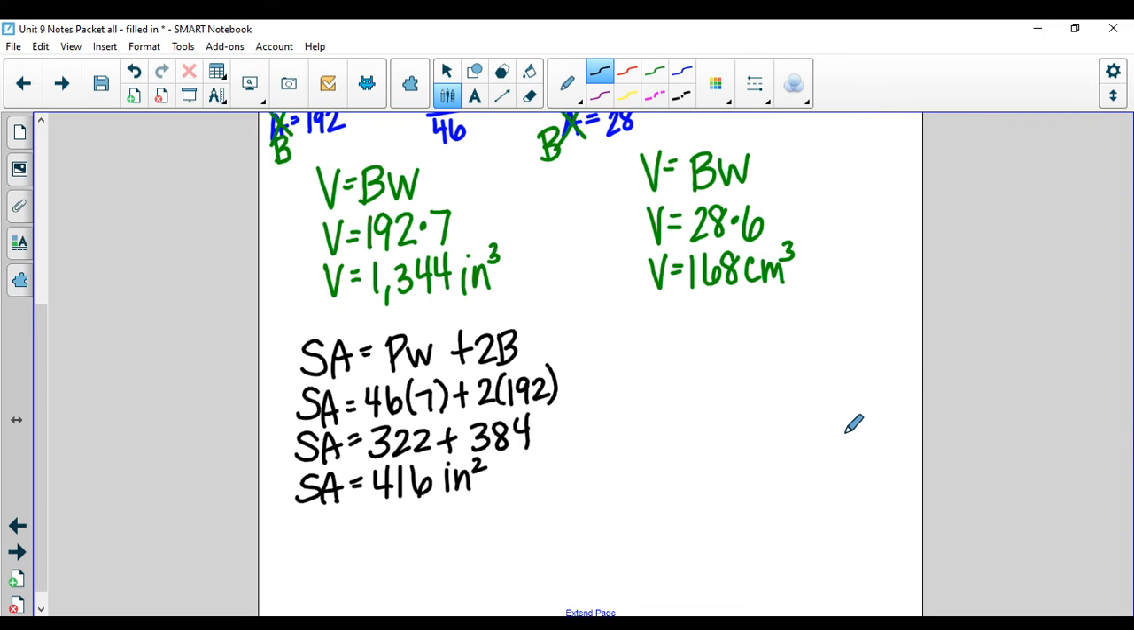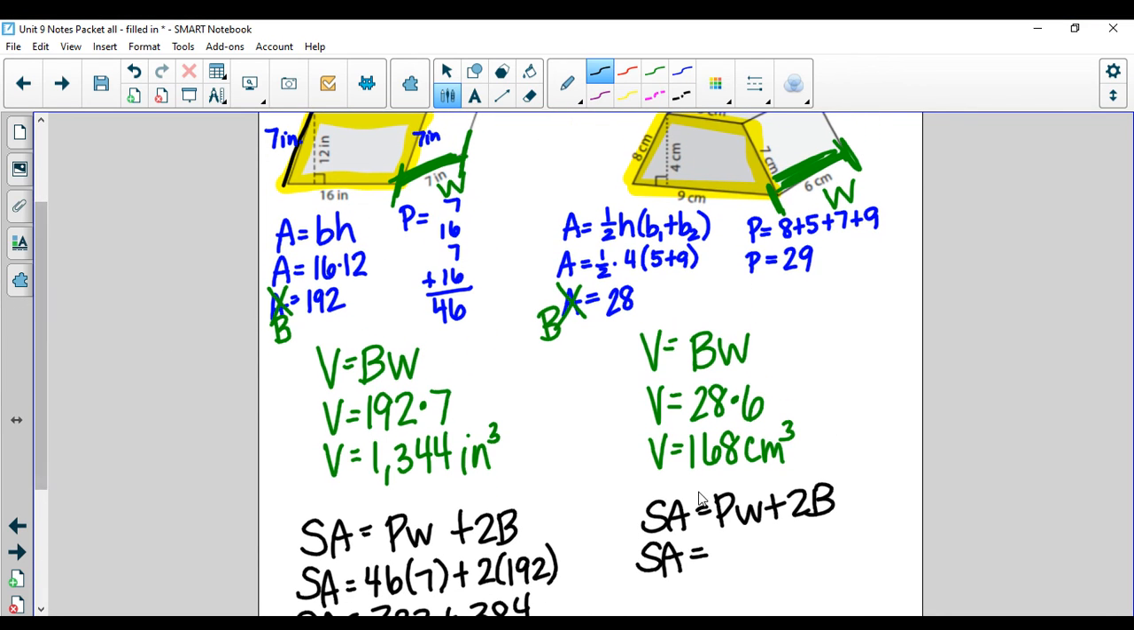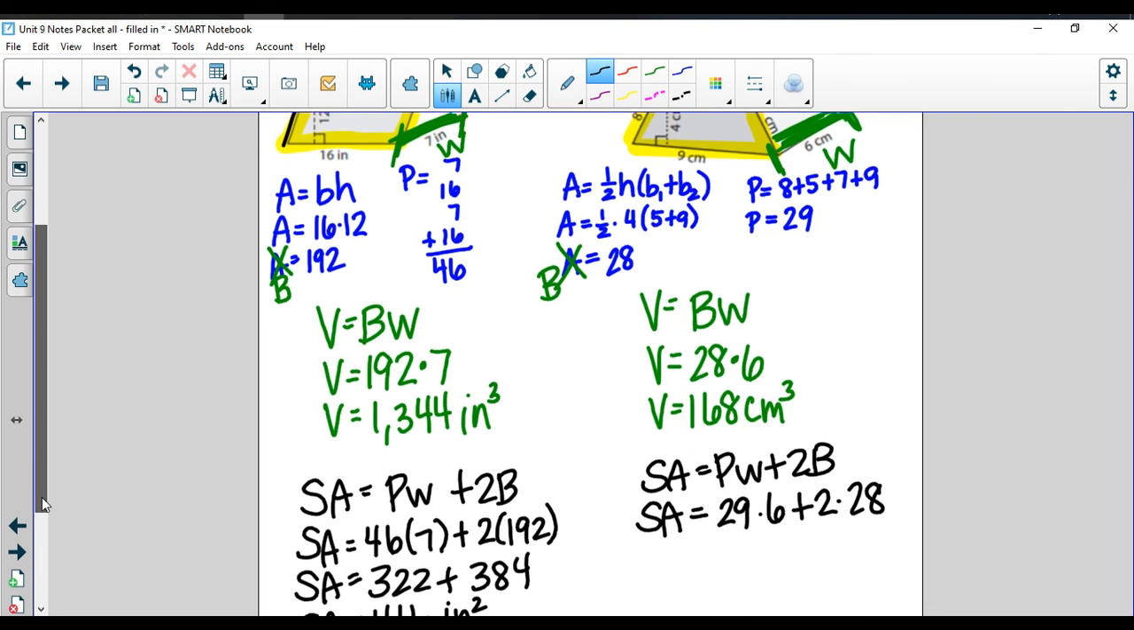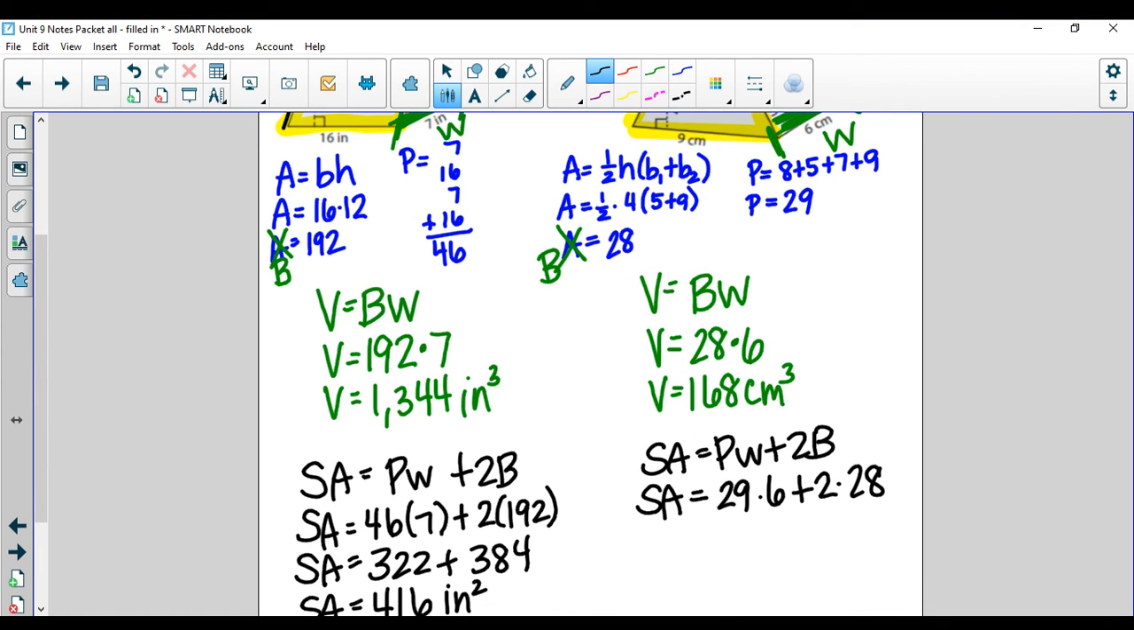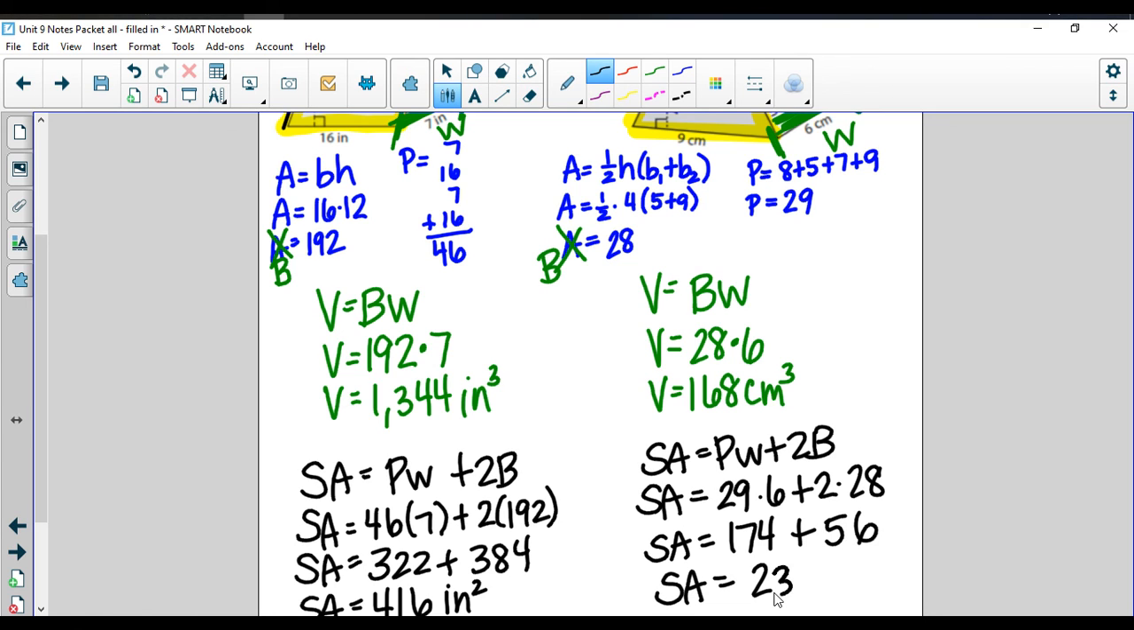For our last example for today, again, we're using the same surface area formula, PW plus 2B. Surface area is going to equal our perimeter on our trapezoid here, which was 29, times our W value of 6, and 2 times the area of our base, which was 28. If I do 29 times 6, my surface area is going to be 174, and 2 times 28 is going to give me 56. Adding those two together, my total surface area for this trapezoidal prism is 230 centimeters squared.